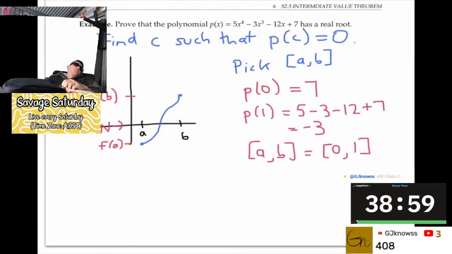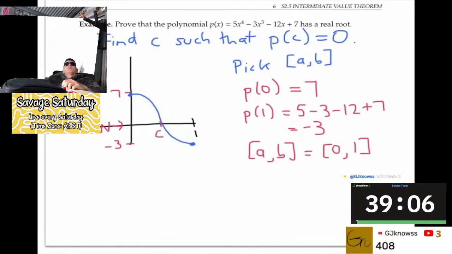So actually the graph should look a little different. The graph looks more like this. But in any case, by the intermediate value theorem, there has to be a number c in between, in this case, 0 and 1, where our polynomial p achieves this intermediate value of 0. And that number c, we don't know what it is, but we know it's somewhere in the interval 0 to 1. That value c gives us a real root for our polynomial. There may be other real roots, but we've proved there exists at least one.